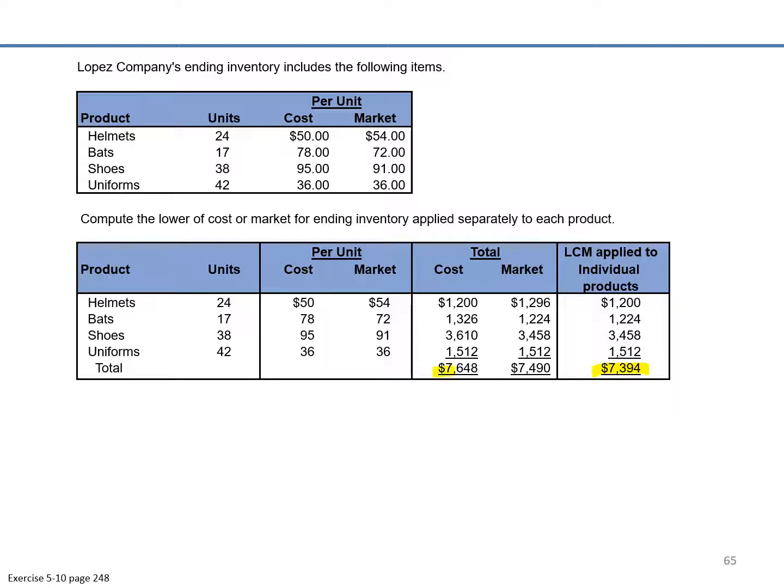But we report our inventory initially at cost, right? So we'd be required to record a loss as an adjusting entry to take our cost of $7,648 down to our market value of $7,394. Okay?